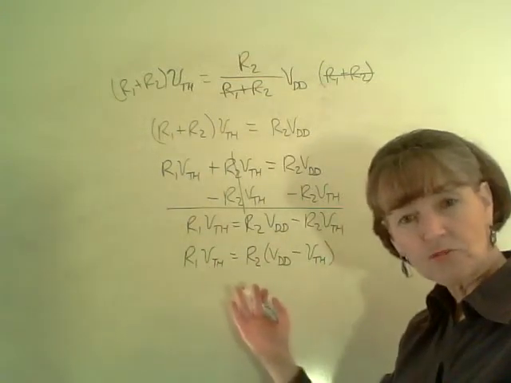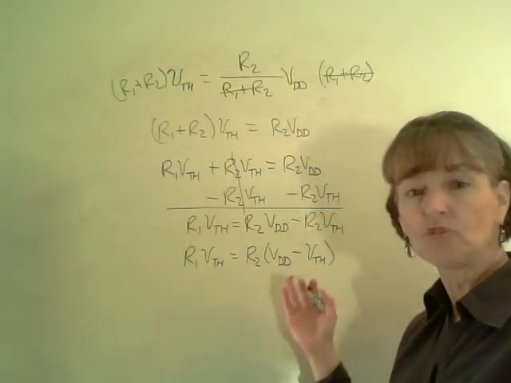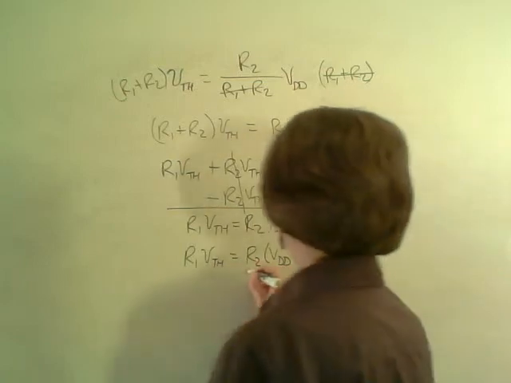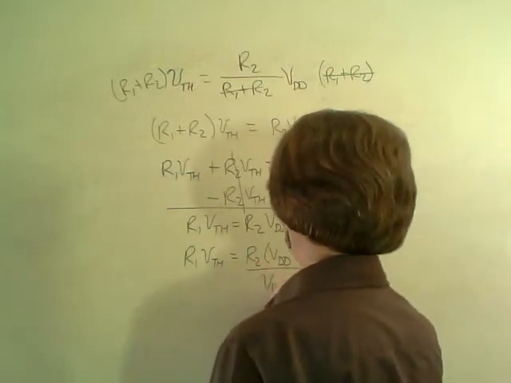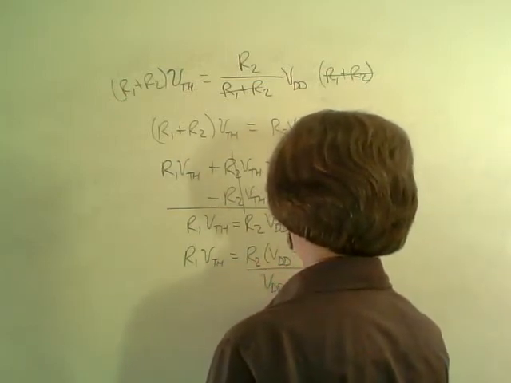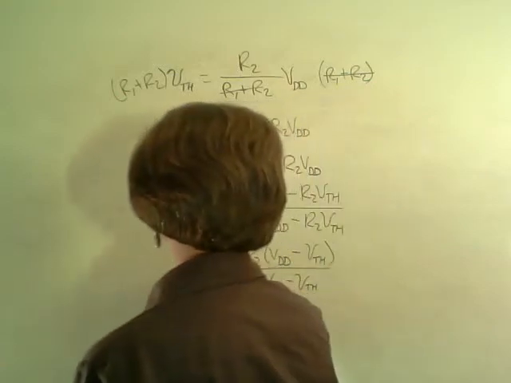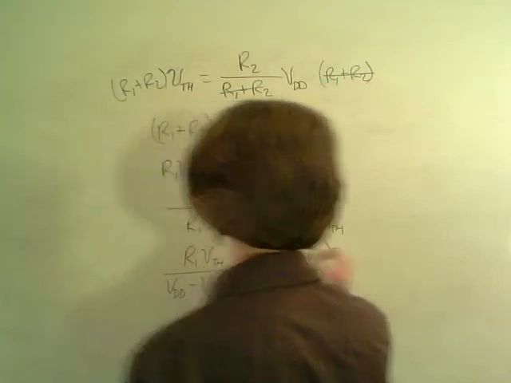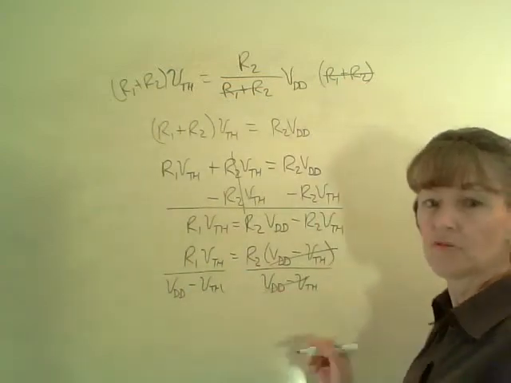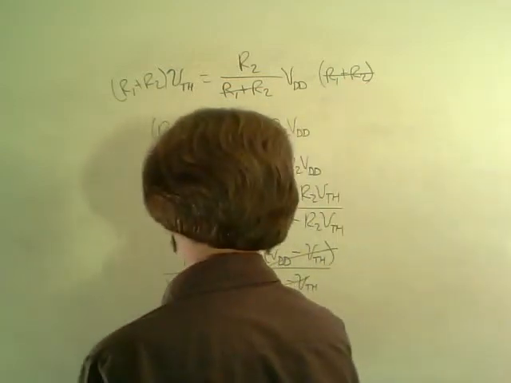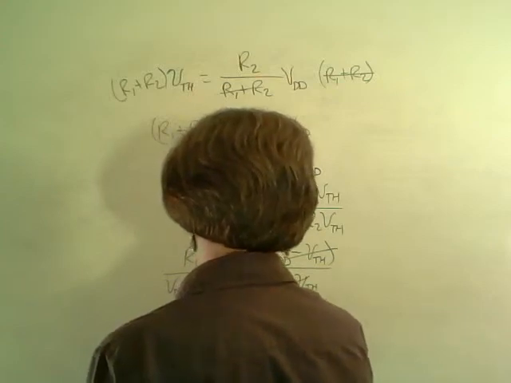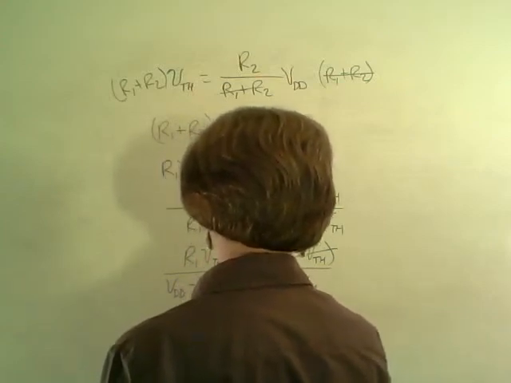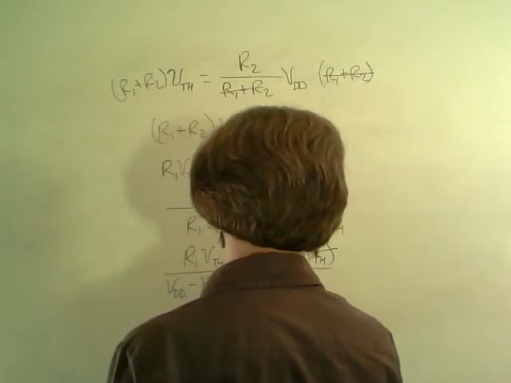Once I've factored my variable out, remember, this is something you do when the variable appears more than once. You factor it out. Once I've factored it out, I just divide by whatever's in parentheses so that I can move it to the other side. All right, and so now we have solved for R2. So R2 equals R1 VTH over VDD minus VTH.